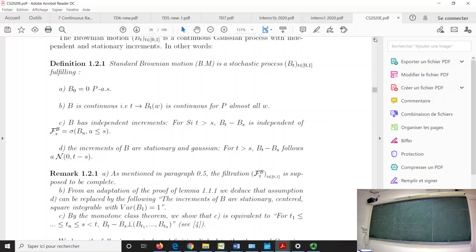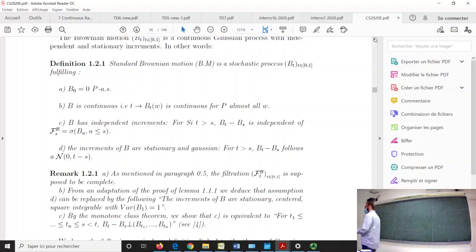So I take these instants, all less than small s. I use what I have written at the beginning. How to handle this in practice? That is to prove that Bt minus Bs is independent of Bt1, ..., Btn for all t1, ..., tn less than s. In fact, it's exactly what I have written here. So I am interested in the vector Bt1, ..., Btn, and my aim is to prove that Bt minus Bs is independent of the vector Bt1, ..., Btn.